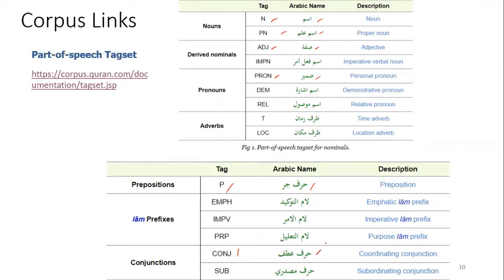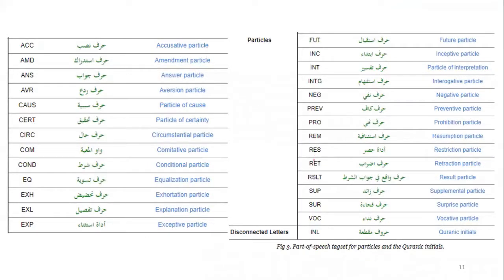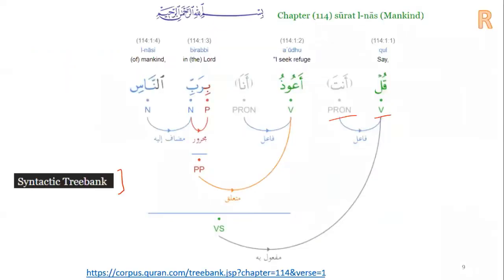And then there is a very long list of particles. And some of these, for example, harfe nasb, is something that we might have come across before, and then there are a whole bunch of others which I'm not going to go into. But this is just to let you know that this list can be looked at as and when required.